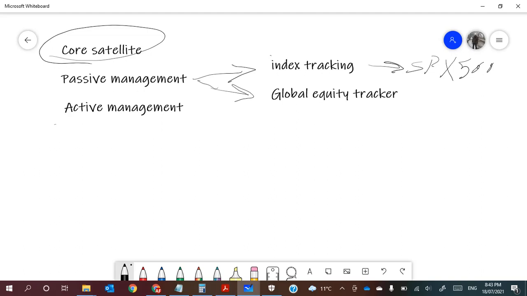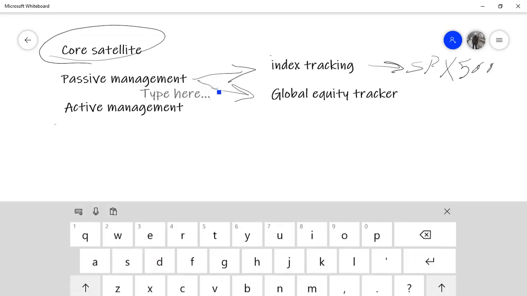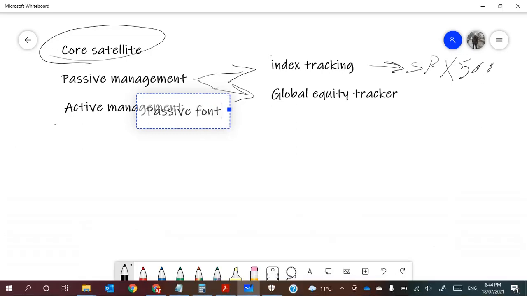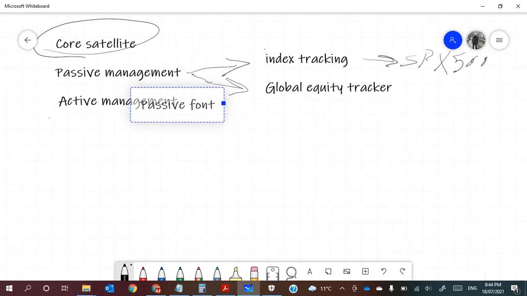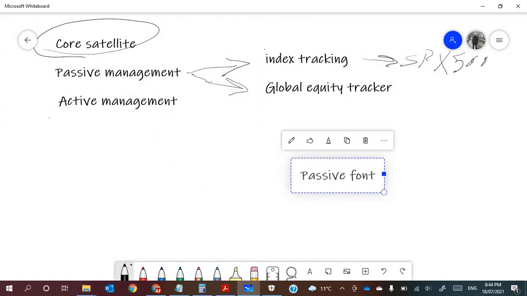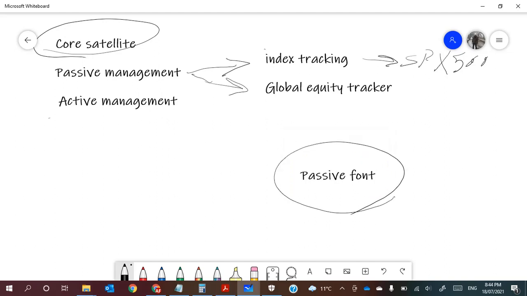So, as the name suggests, we have a core which is passive. So we have a passive fund, and the passive fund normally is the core of the investment. Normally they have 70%, 80%, or something similar as a passive.